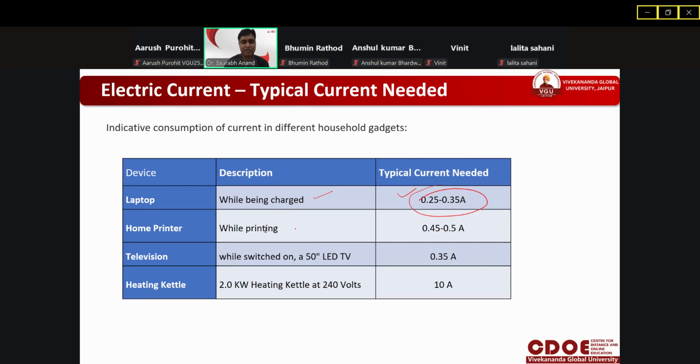Similarly for printing, this value. So every appliance has a different required value. This is this, and a kettle requires a very high current because it has to heat the element. Then higher current should be there, so it is 10 ampere. So depending upon the working appliance, any gadget, the value of the current is different.